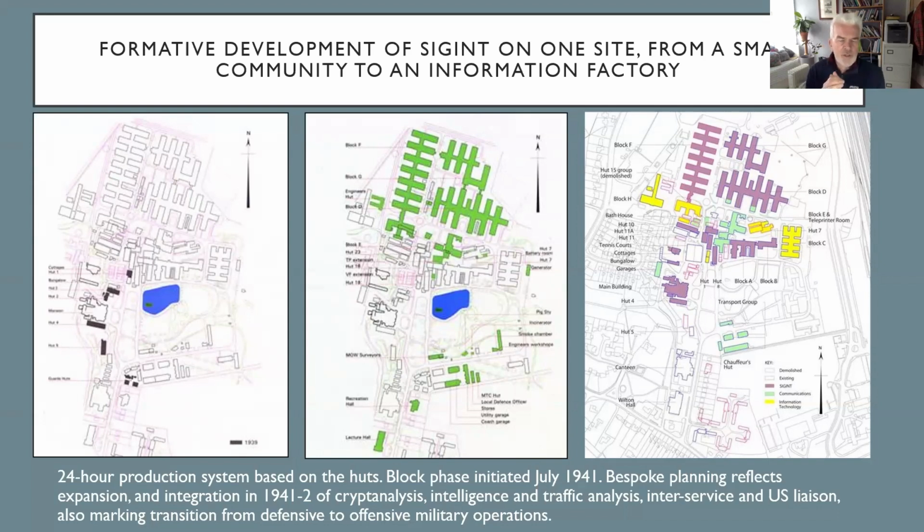And one needs to also bear in mind that what you're looking at here is a direct illustration of the development from a school of specialist cryptographers, as I said earlier, into a site where more than 10,000 people were working by mid-1944. So if we just go on to the next slide.